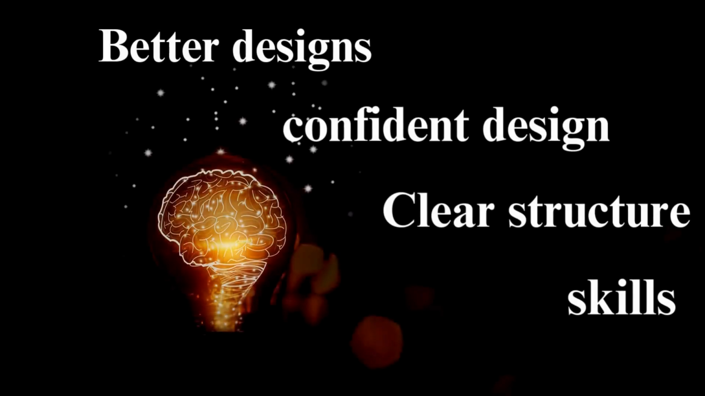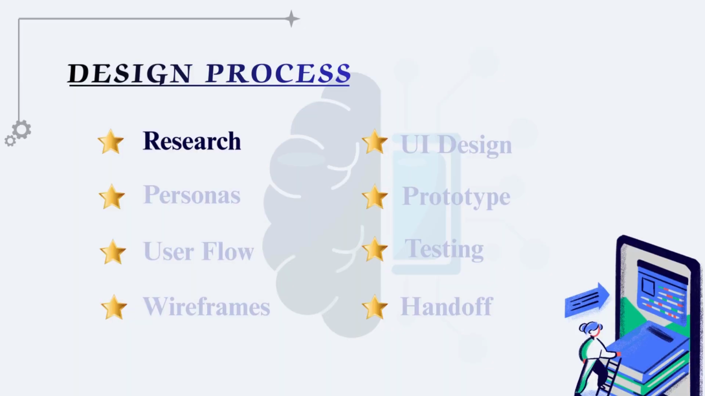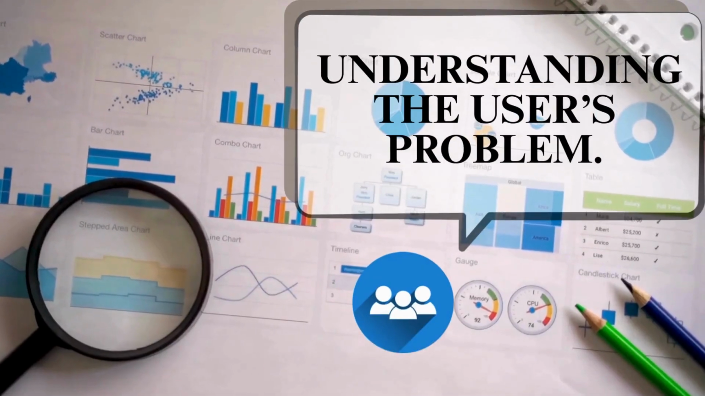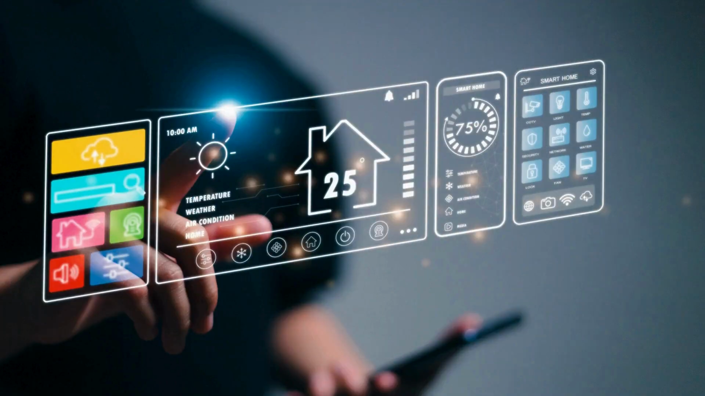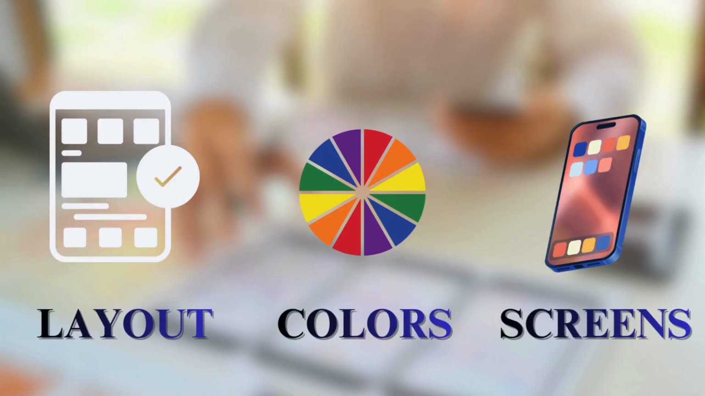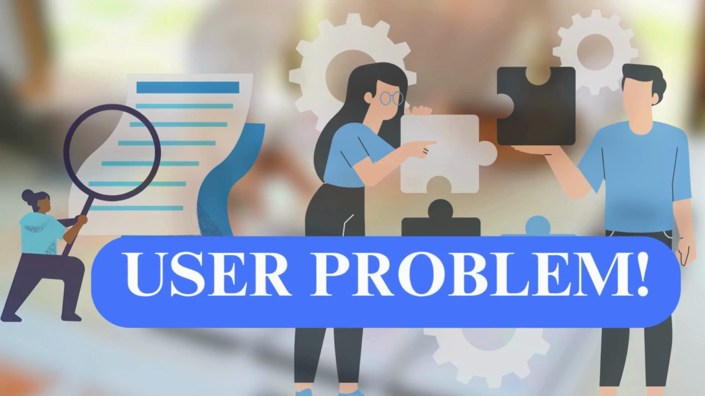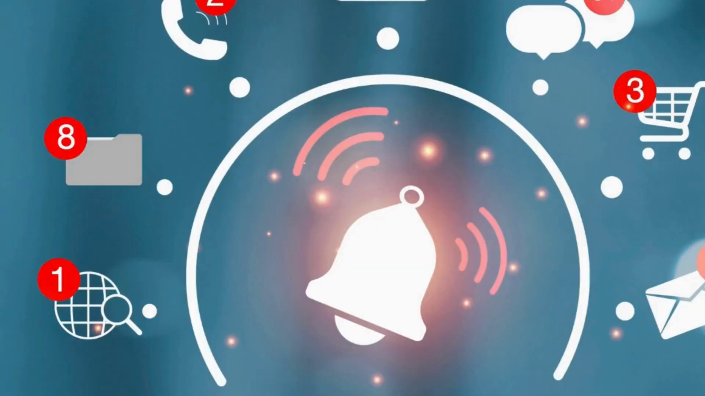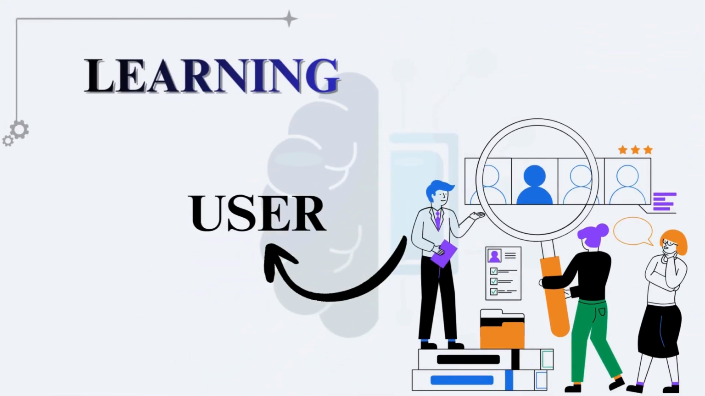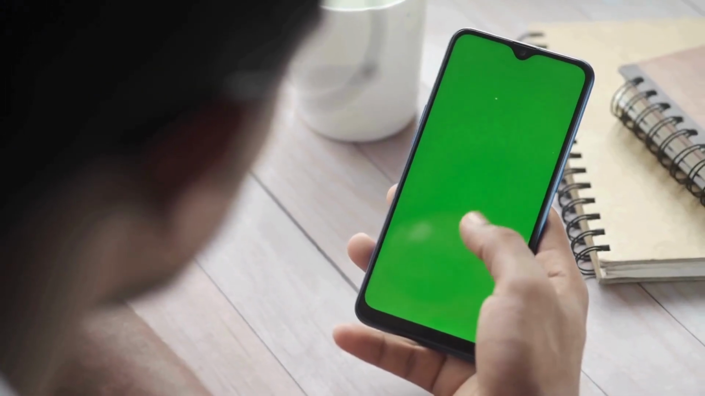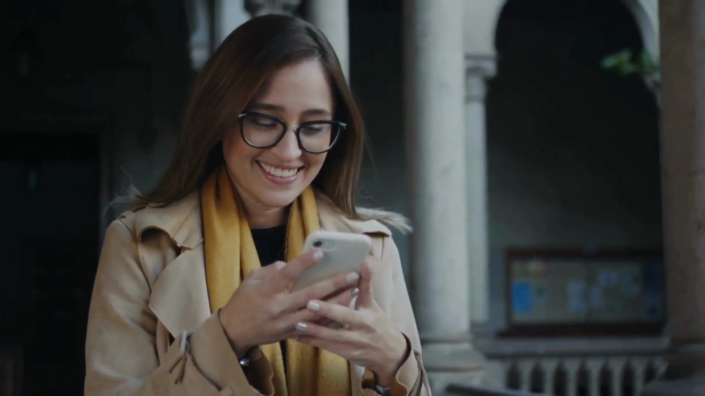So, with that in mind, let's start with step 1, which is understanding the problem and doing user research. This is where every good design truly begins. Before we think about colors, buttons, layouts, the first job of a designer is to understand the user problem. Great design doesn't start with how something looks. It starts with learning who the user is, what they are trying to do, what's stopping them, and how can we make that experience better.